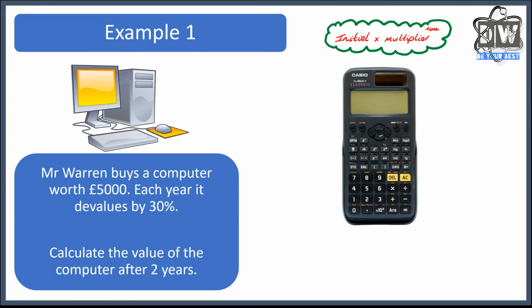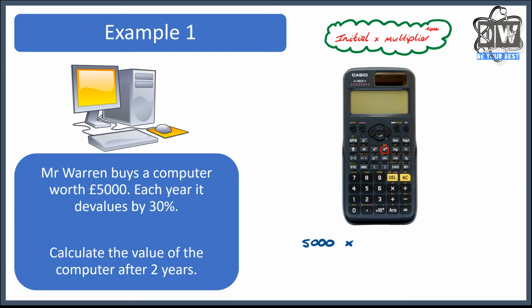So we've got our calculator. Remember the key bit here. The key button to use is this one. So make sure you know where that is on your calculator. But let's write down our initial. Our initial is £5,000. Timesing by, now our multiplier is 30%.